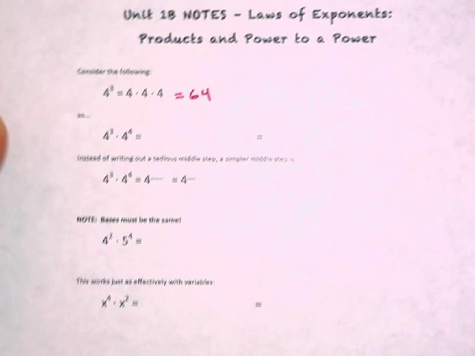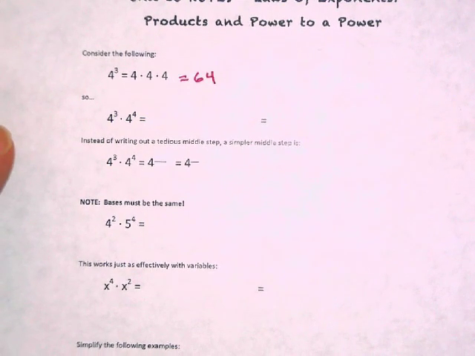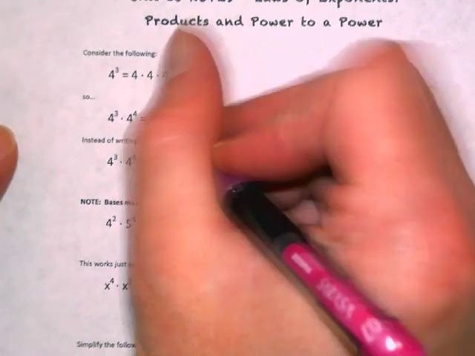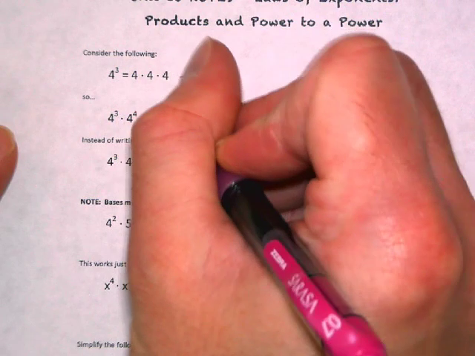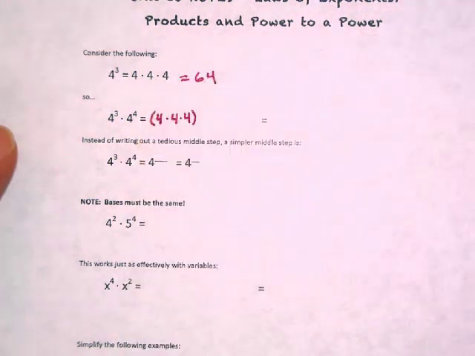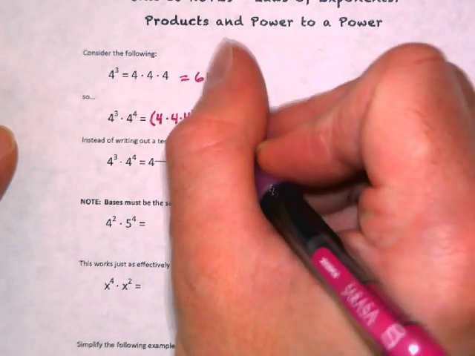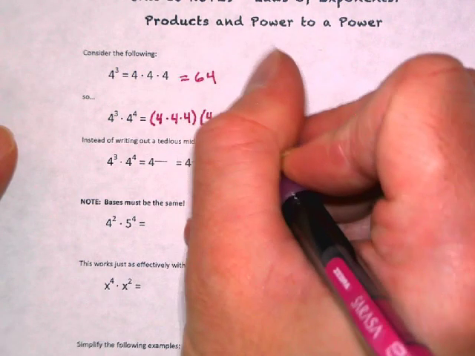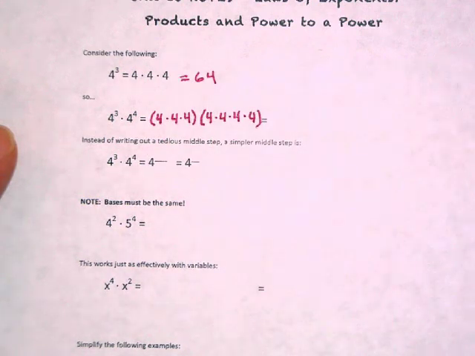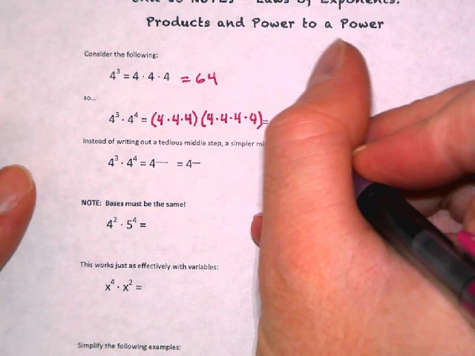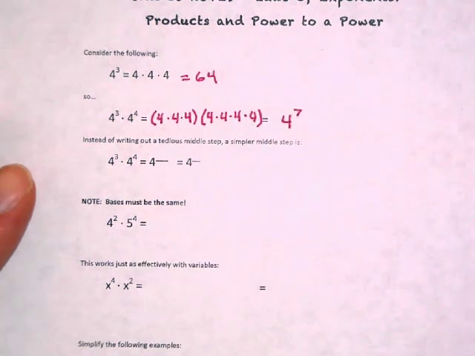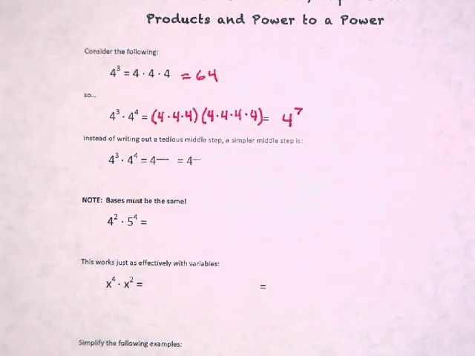All right, so keeping that in mind, if we had 4 to the third times 4 to the fourth, we could say that is 4 times 4 times 4, that's 3 of them, times 4 times 4 times 4 times 4. That's 4 of them. So how many 4s are there now? 7 4s, right? So 4 to the third times 4 to the fourth is the same thing as 4 to the 7th. So now knowing that, what would be an easy way to get to that 7 from those exponents we had?